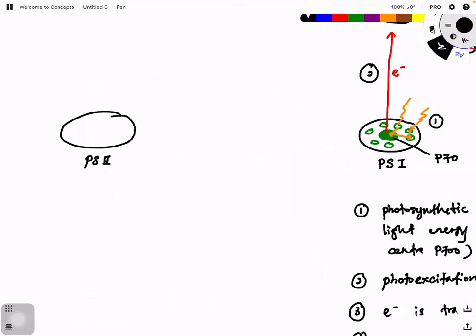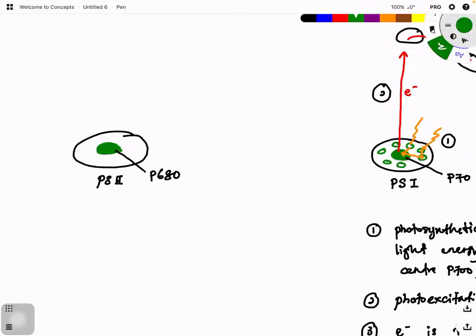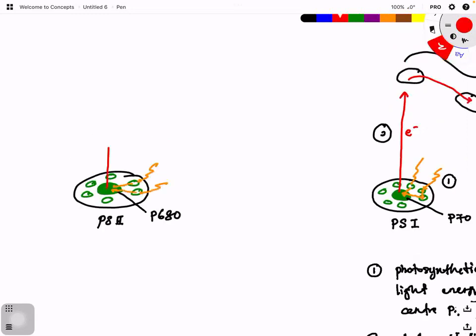So photosystem 2 also has the reaction center. This reaction center is termed as P680. Are you clear? So again, they have the accessory pigments. They also receive the light energy and pass this energy to the reaction center, and photo excitation of the electron takes place again.